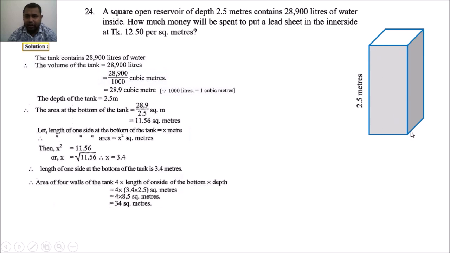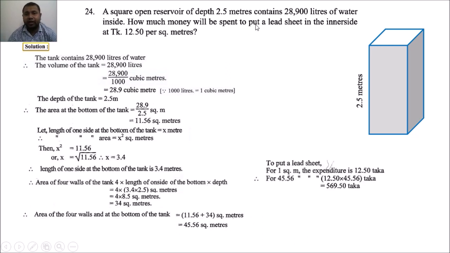So this is your one wall. Like this wall, 3.4 into 2.5, similarly this one will be, and this one. So four walls, similar walls, that's why it is 4 into length of one side of the bottom into depth. So you will get 34 square meters. That is the total area of four walls. And the floor, the bottom area is how much? 11.56 square meters. So the area of the floor and the walls of the tank is 11.56 plus 34 square meters, that is 45.56 square meters.